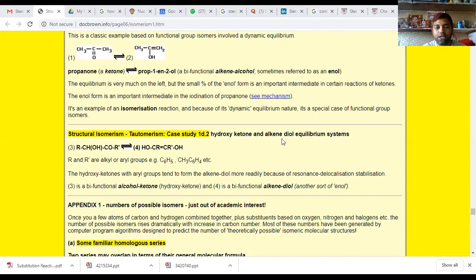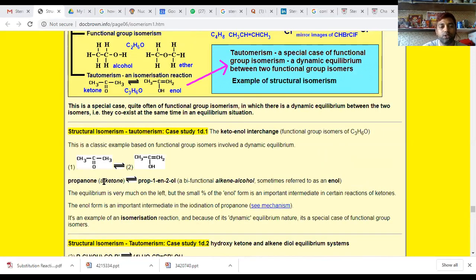2-hydroxyketone and alkene diol. This is 2-hydroxyketone, and this is alkene diol. This R is an alkyl group. It may be an aryl group also, for example C6H5, CH3C6H4, etc. So the hydroxyketones with aryl groups tend to form the alkene diol more readily because of resonance, delocalization, stabilization. So this is another example, but we'll go with only one example, this one.